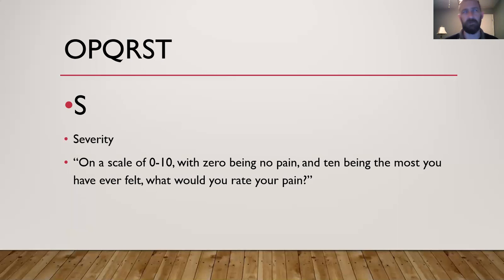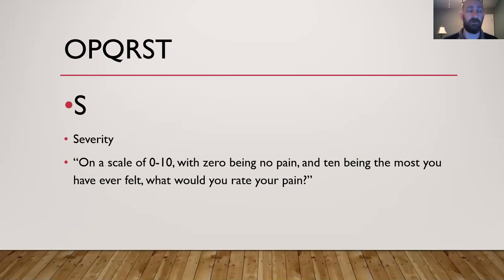They're going to say on a scale of 0 to 10, blah blah blah. You ask the question, and they're like, "It's a 12. It's an 11. It's a 15. It's a 20." So if they say that, ask them to clarify that.